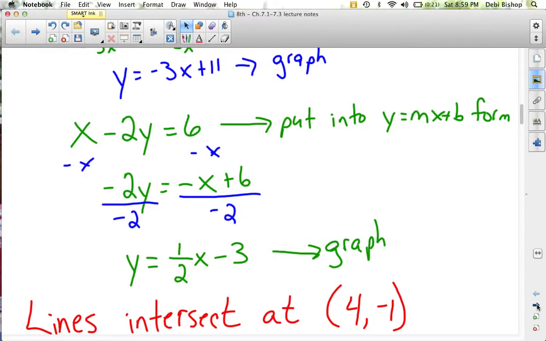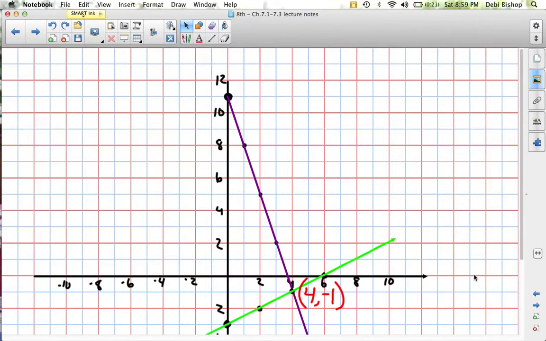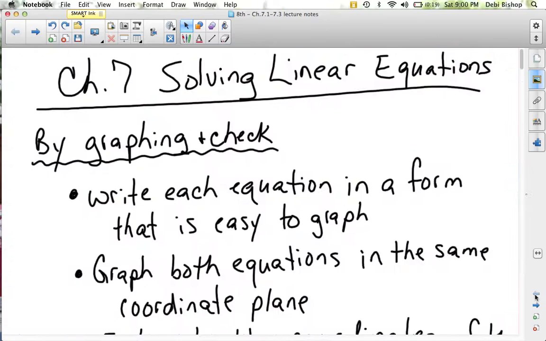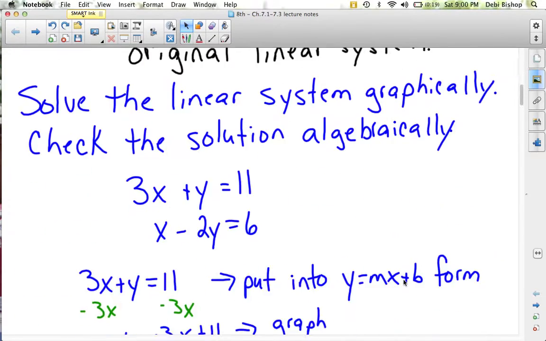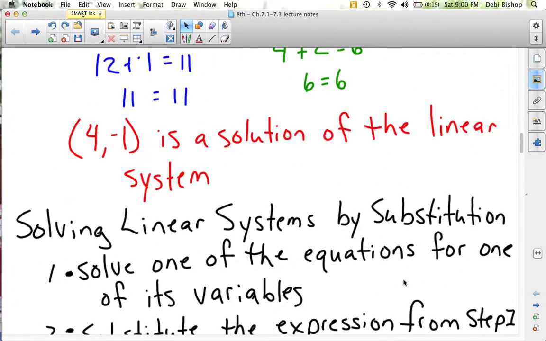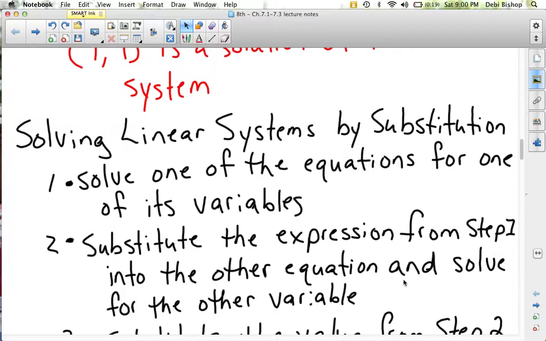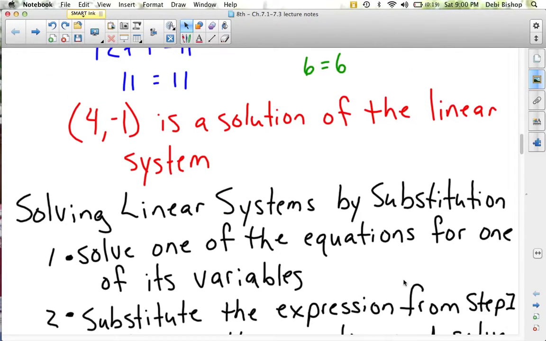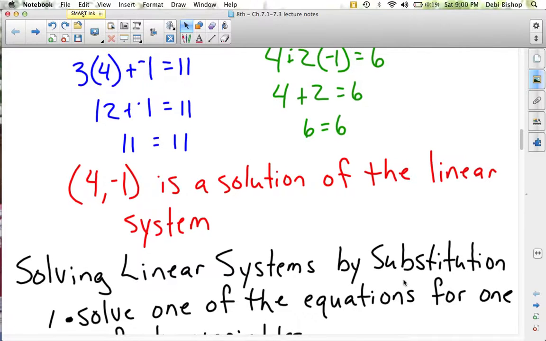So if we were to graph that, you can see right here both of our lines graphed, and the point of intersection is 4, negative 1. So then you would go back and you would plug in 4, negative 1 into each equation and see if it is a solution.